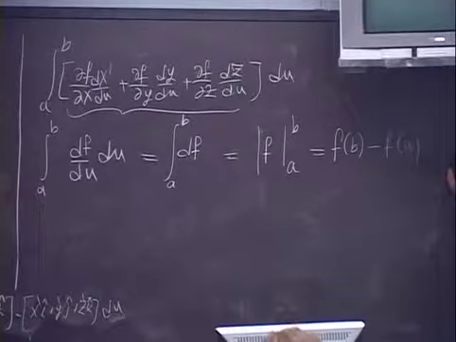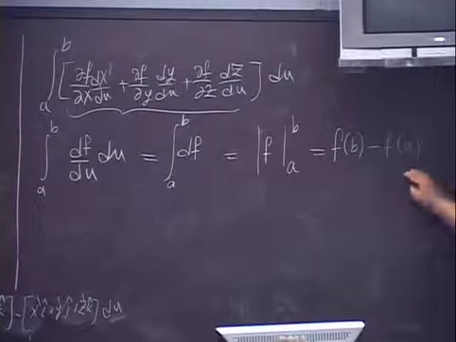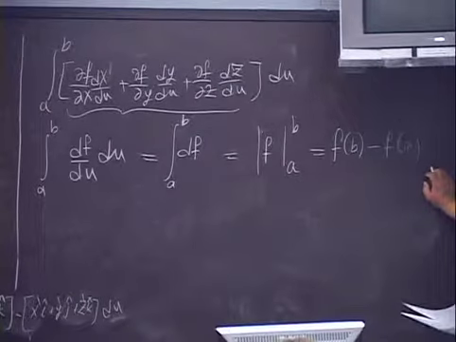So we said that if we have a vector function that can be represented as a gradient of a scalar function, the integration over the contour will be path independent.